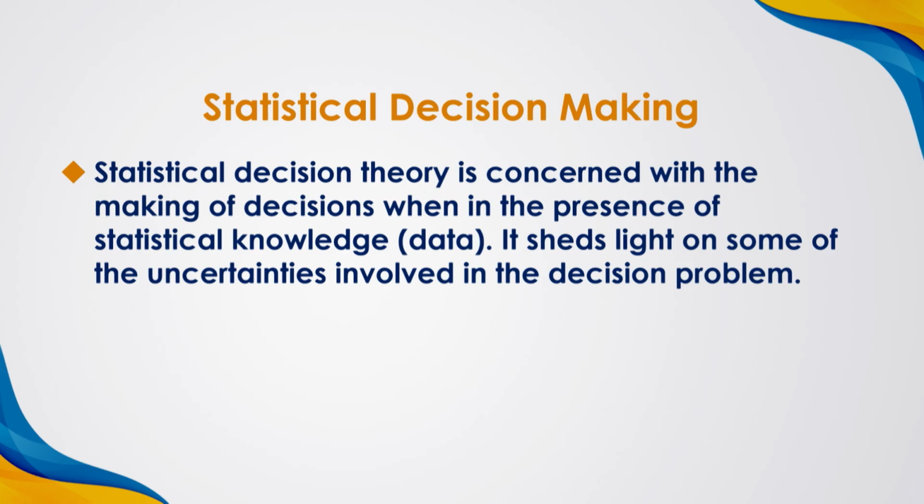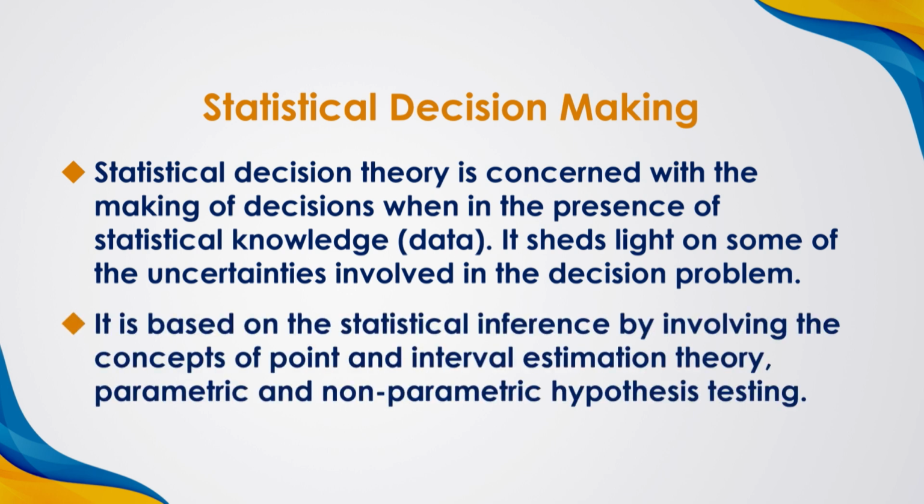Coming to statistical decision making, this deals with number related information. Statistical decision making theory is concerned with making decisions in the presence of statistical knowledge, which means data. It sheds light on some of the uncertainties involved in the decision problem. It is based on statistical inference, involving the concepts of point and interval estimation theory, parametric and non-parametric hypothesis testing.